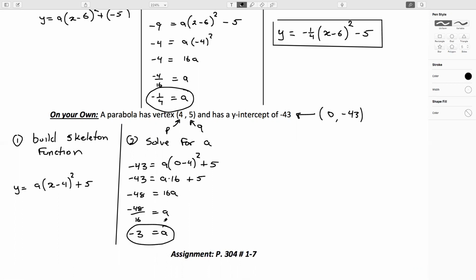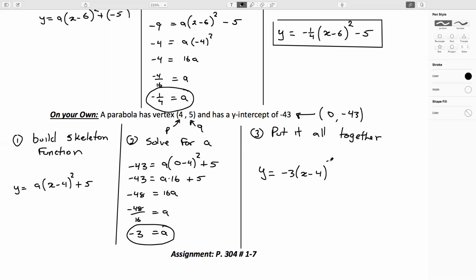So now we can take a and we can put it all together. So step 3, I guess, will be put it all together. So our function is going to be y equals a, which is minus 3, times x minus p, so (x minus 4) squared, plus q, which is plus 5. And we're done.